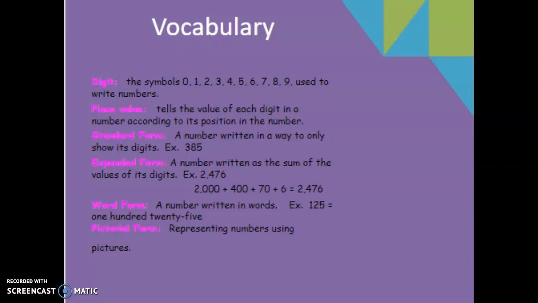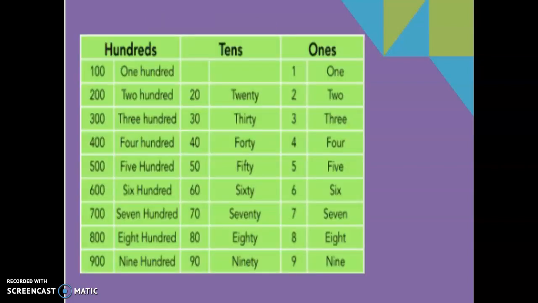Standard form means you're just going to write the number in a way to only show the digits, which in that example is 385. Expanded form means we're stretching that out. If you've had me already in class when we talked about stretching it out, you saw people pulling a rubber band to stretch it, and I'll do that again today. Word form means we're going to write it just like we say it. And then pictorial form means that we can draw a picture to represent it or use base 10 blocks to represent that for us.